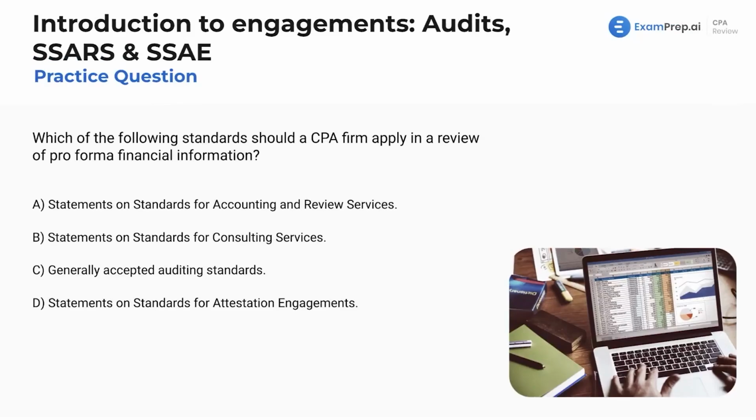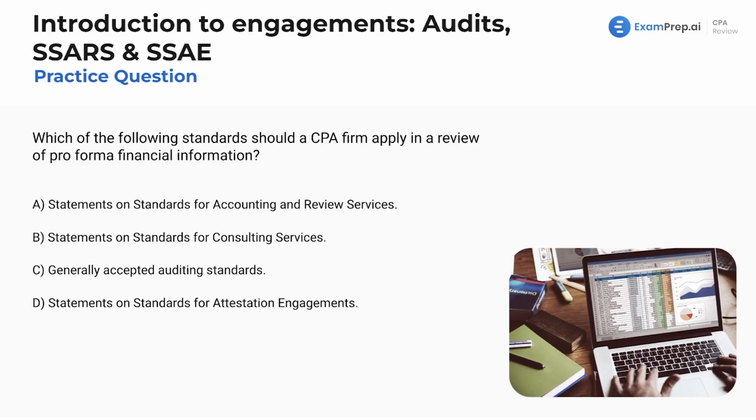All right, all of you wonderful candidates, let's run through our multiple choice questions. On our first lesson, we've got audits, SARS, SSAE, right? Our big menu type of engagements. What are we going to choose? So first off, we are going to ask ourselves, which of the following standards should a CPA firm apply in a review of pro forma financial information?